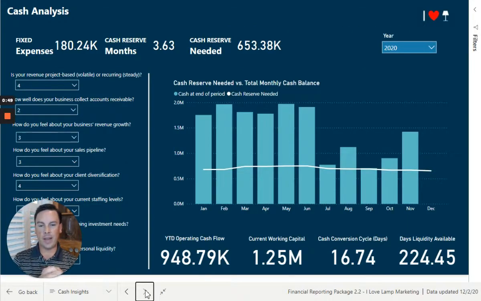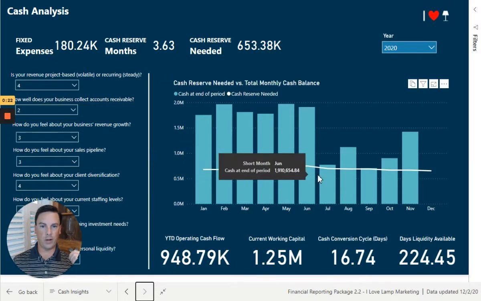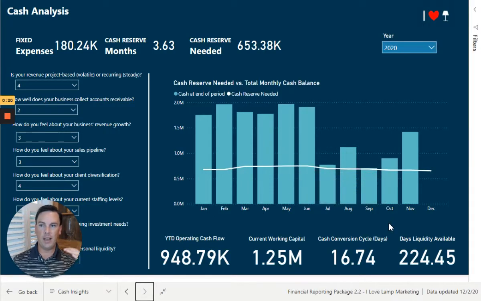And then finally, the last tab, this is our cash analysis. On the left, we've got a survey of how you are feeling about the business itself that tells us how many months of cash that we need in the business. We can toggle this. We can run different scenarios. Based on this scenario, we need 3.63 months of cash in the business. On average, our fixed expenses are 180K. That means the cash reserve needed is 653K. And then this white line here in the middle tells us what our cash reserve is. It changes over time. And the gray bars show us how we're doing against that cash reserve.